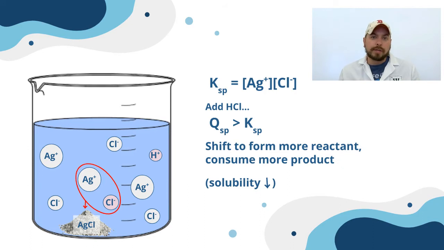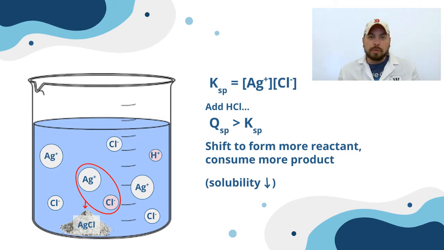If we add hydrochloric acid, which is a strong acid and fully dissociates, it dissociates into H+ and Cl-. Cl- is a common ion with silver chloride, AgCl. So what we're doing here is adding a common ion through the addition of hydrochloric acid.